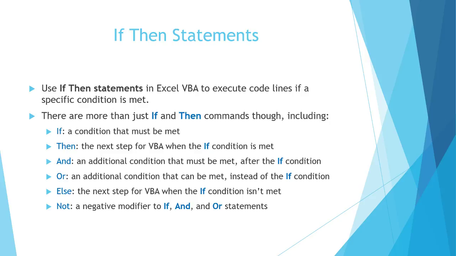Now, sometimes we need things to be a little bit more complex, so that's where we would work in something like and or. So and is an additional condition that must be met after the if condition. And when I say must be met, it must be met. So A1 equals 1 and is red. So we will not move on to the then step if one of those things is not true. If A1 is a red cell but it equals 2, then we don't move forward.